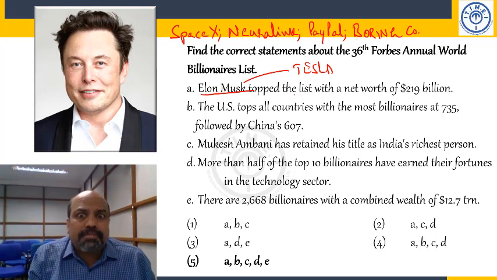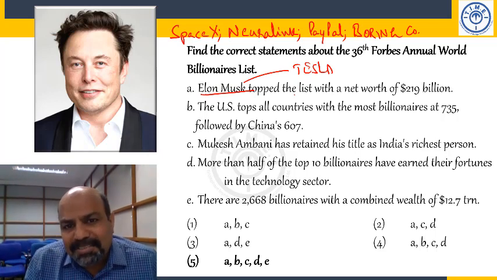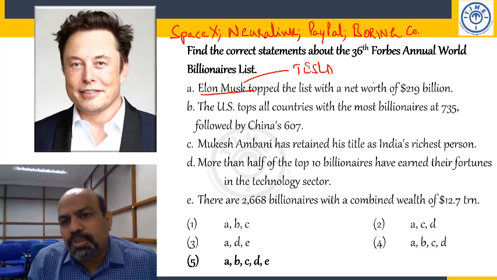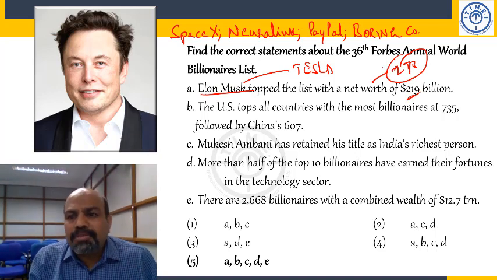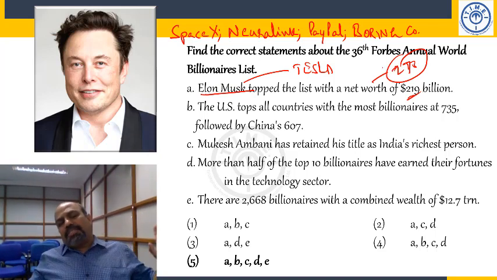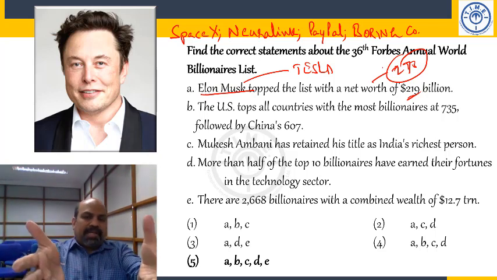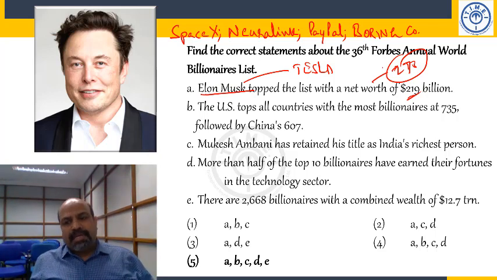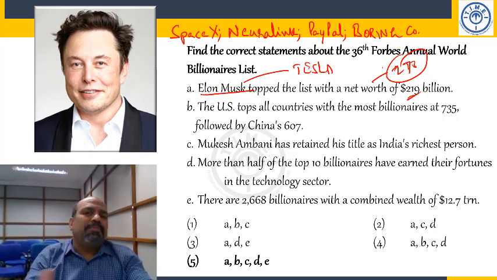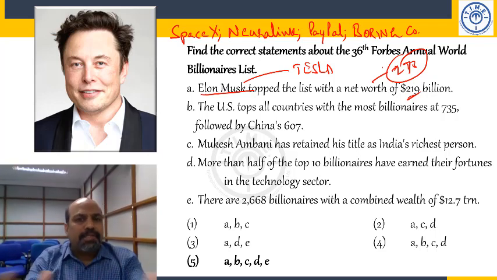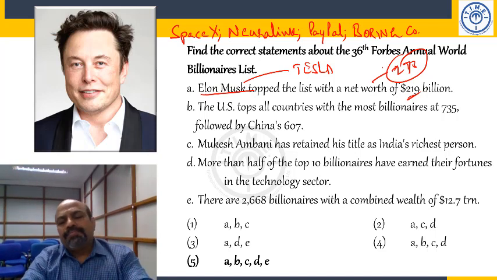He now wants to buy Twitter. So currently he is worth $273 billion. It's gone up actually. So these are the numbers. India's richest at the time of this ranking was Mukesh Ambani, but right now it is Gautam Adani. Please know that these things keep changing depending on the share prices of the holdings they have.